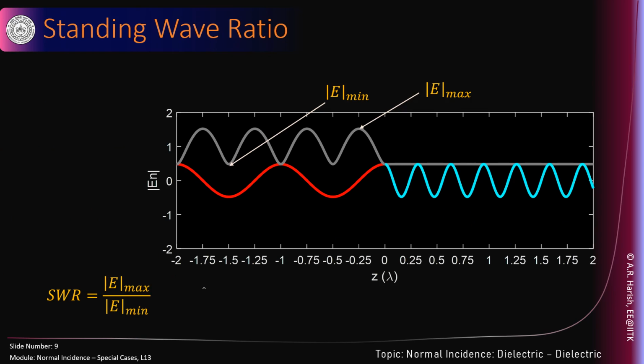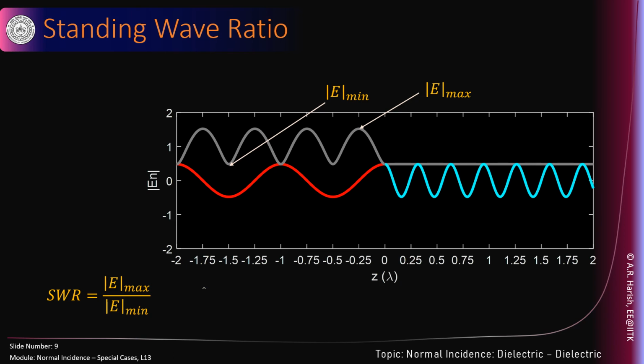Now let's try to understand this picture a little better. We have a quantity called E max and a quantity called E min. The ratio of E max to E min is known as the standing wave ratio. Are you familiar with this? Yes, you must be. You must have come across this in transmission lines and in other courses as well. It's exactly the same standing wave ratio.